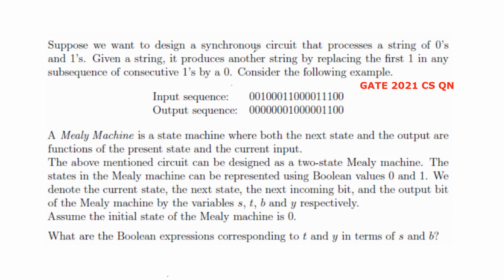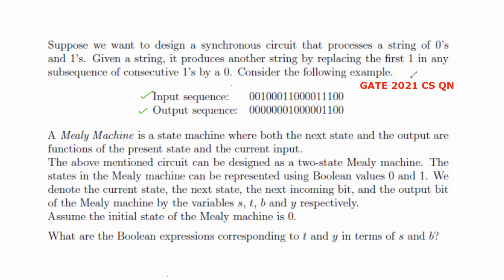Suppose we want to design a synchronous circuit that processes a string of zeros and ones. That is the input sequence, which has a string of zeros and ones. Giving a string means the output sequence. It produces another string by replacing the first one in any subsequence of consecutive ones by a zero.